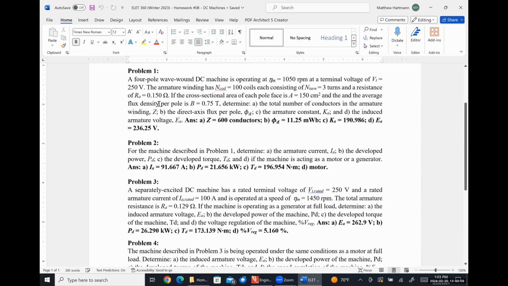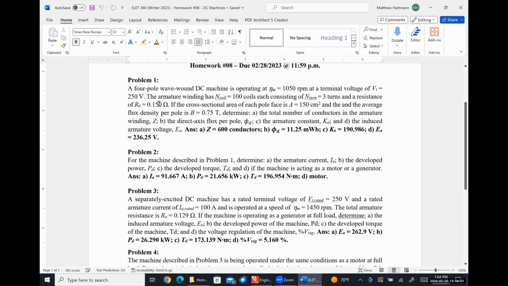All right, so this is the homework assignment that I developed last year for DC machines. So let's take a look at this thing right here. Problem 1 looks to be very similar to an example problem that we worked in class on last Thursday, so I figure we probably don't need to do something like that again.